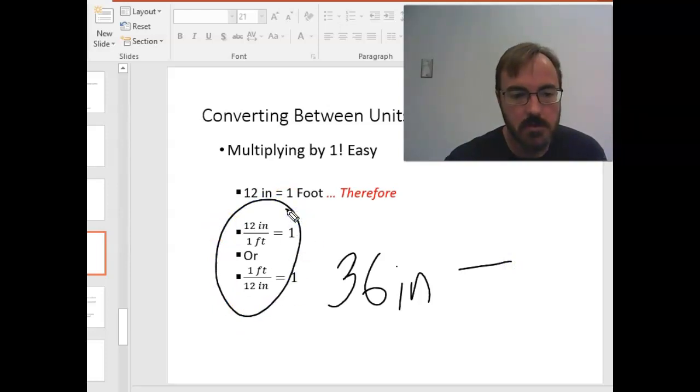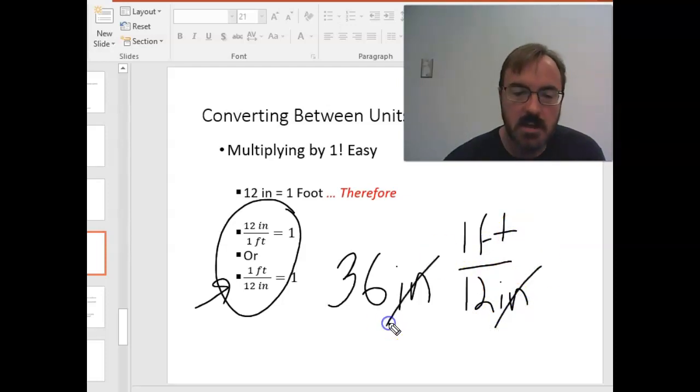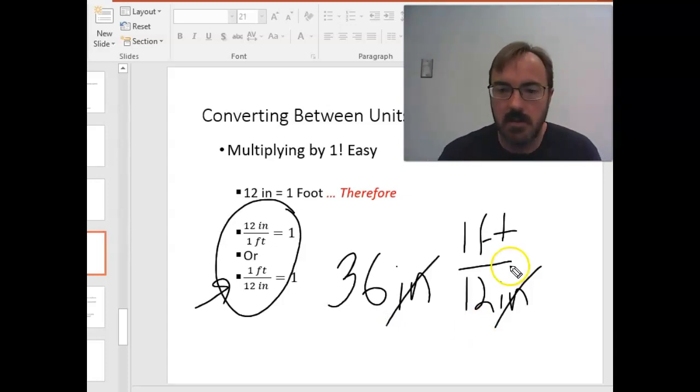Well, the one that includes inches on the denominator. So 1 foot is equal to 12 inches. And then you see that inches cancels out. Okay, if you use the wrong one, then you're going to get some funky units at the end. It would be inches squared per foot.